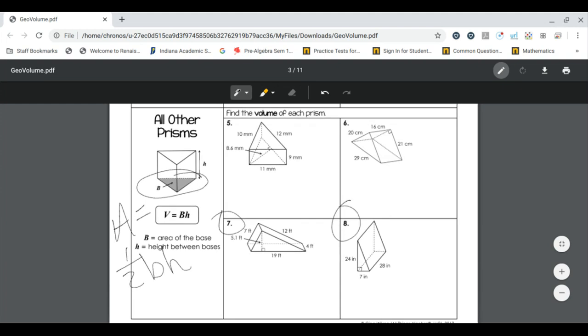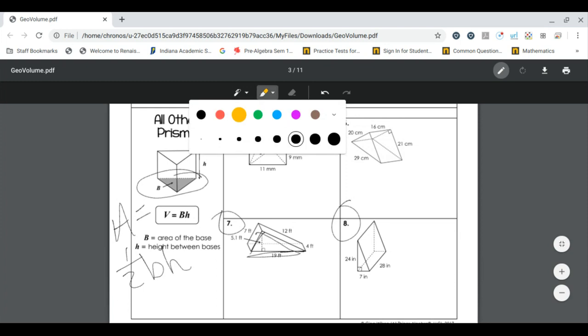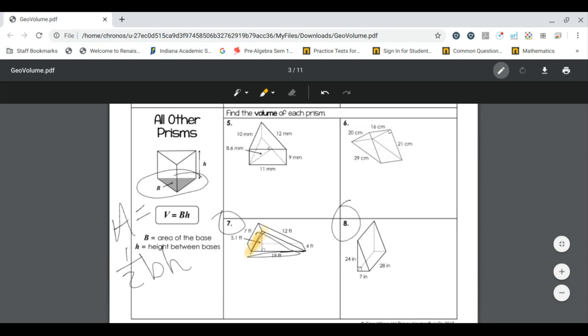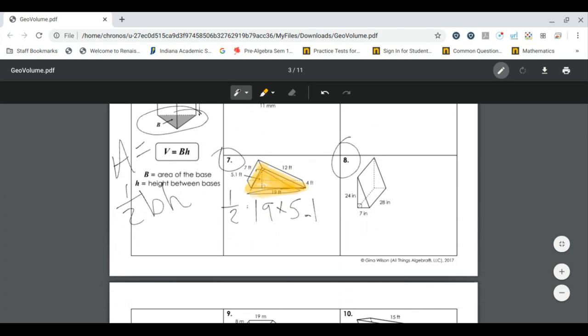Right here is my triangle. Maybe I'll highlight it. There we go. Different colors, see that triangle right there? That's my triangle. I know that's my base, so I'm going to take half of 19 times 5.1, and that is just my triangle. So I would get 48.45 if I do that.